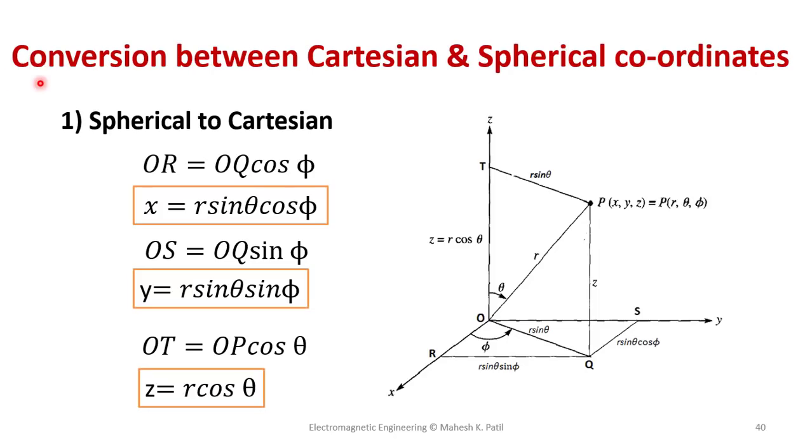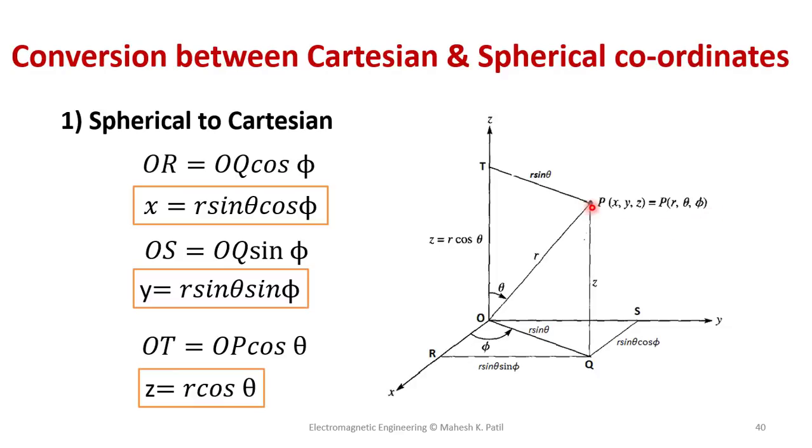Now we will see the conversion between Cartesian and spherical coordinates. So first we will see spherical to Cartesian conversion. So for that we will consider this diagram first. Now let this is my point P, having spherical coordinates r theta phi.